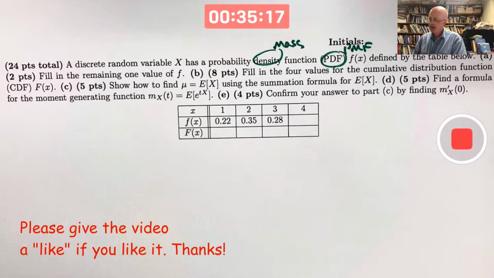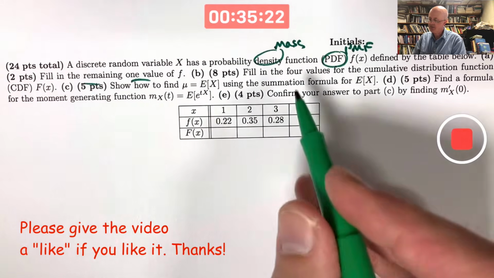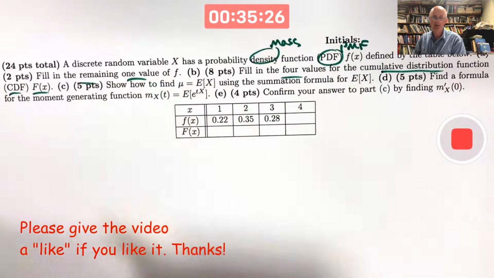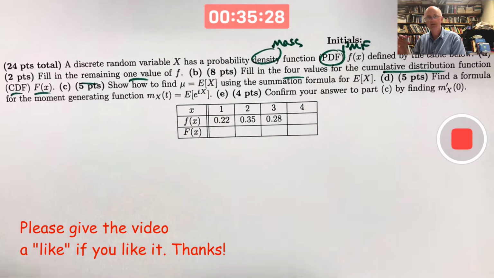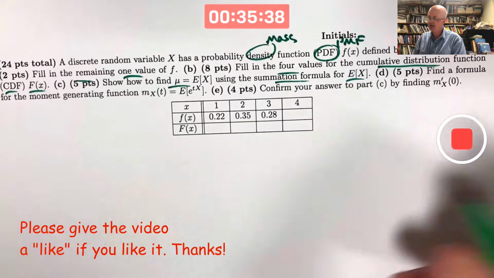All right, part A says fill in the remaining 1 value of f, little f. Part B, fill in the 4 values of the cumulative distribution function, the CDF, capital F of x. In the continuous case, capital F is an antiderivative of little f. This is notation similar to what you see in calculus. Part C, show how to find the mean using the summation formula, the definition of E of x.